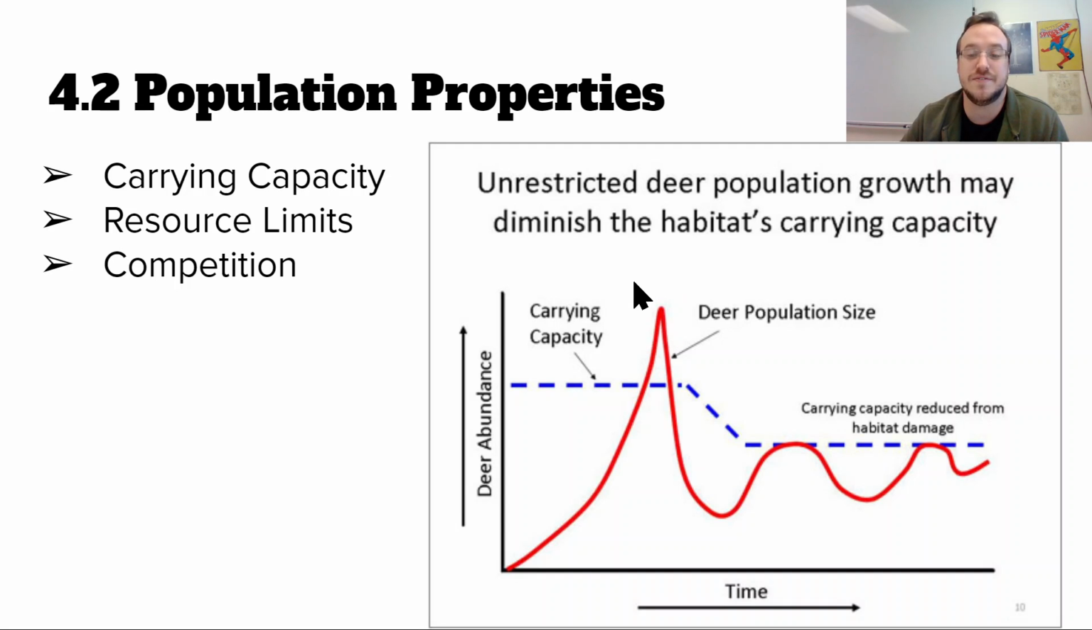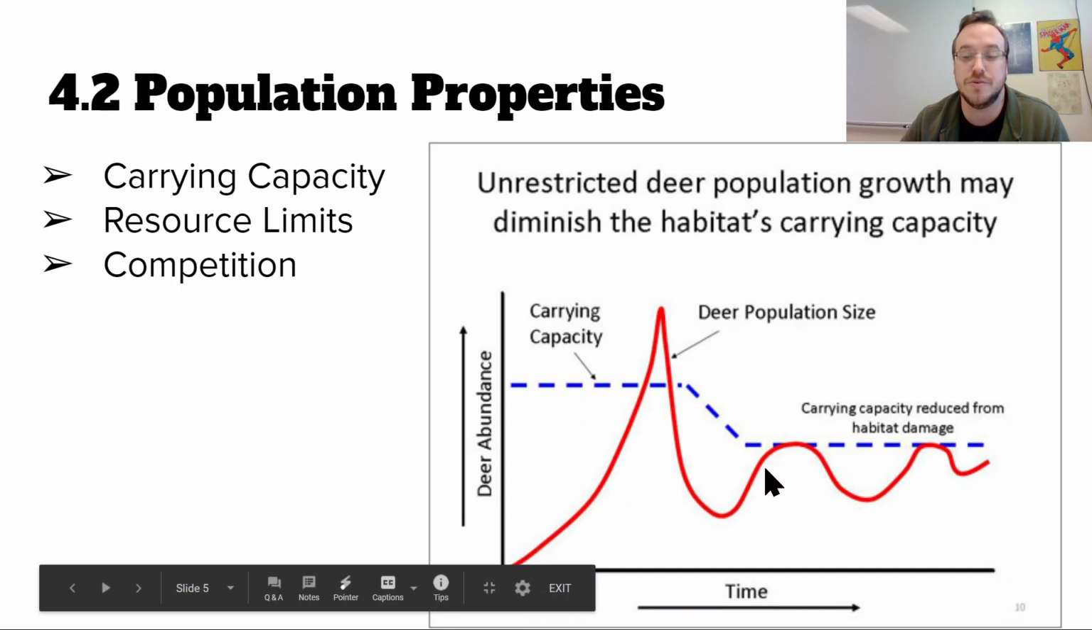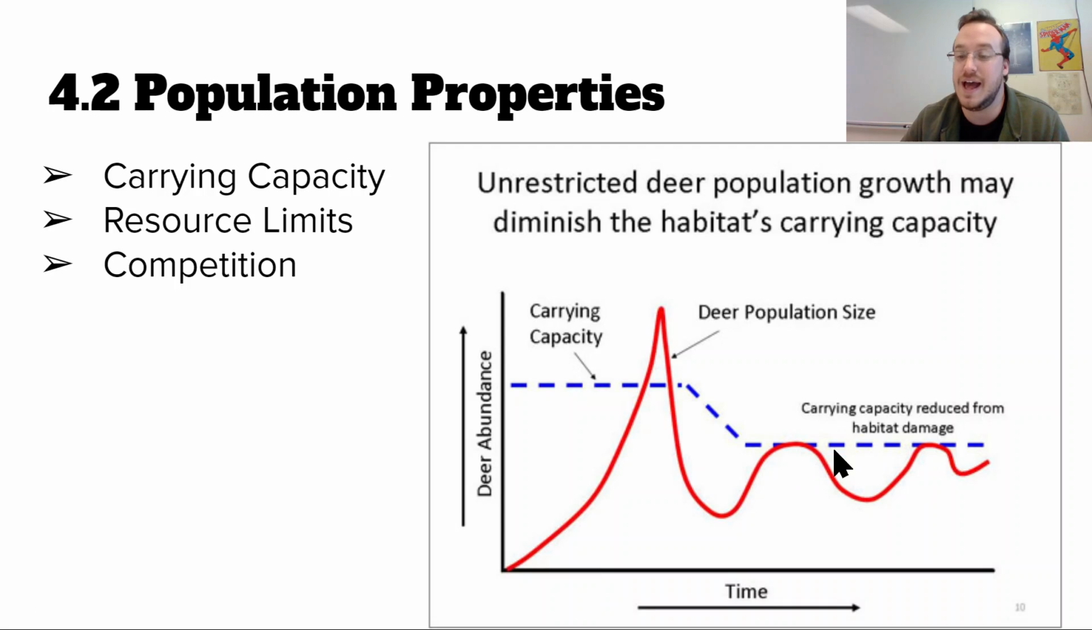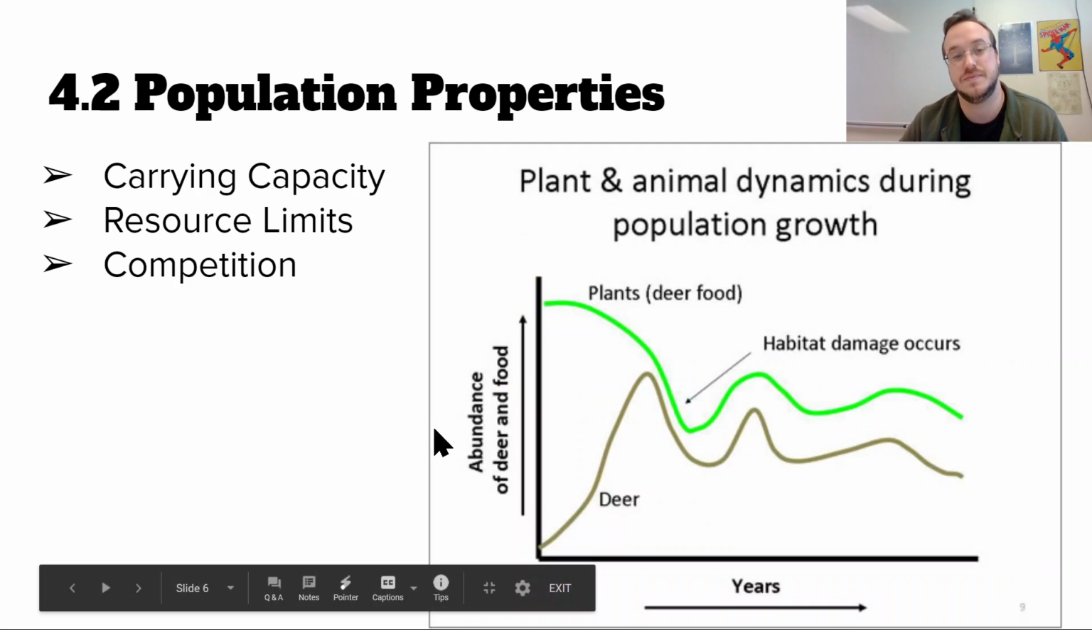But because of this large amount of deer, we see that the carrying capacity of the habitat is damaged. And it is damage that is repairable over time, but it takes a long time. Right? So all of this carrying capacity goes down and their population goes down. Eventually it starts to go back up, and it starts to equalize at the carrying capacity. It reaches a point of equilibrium. That's a word we've used before.